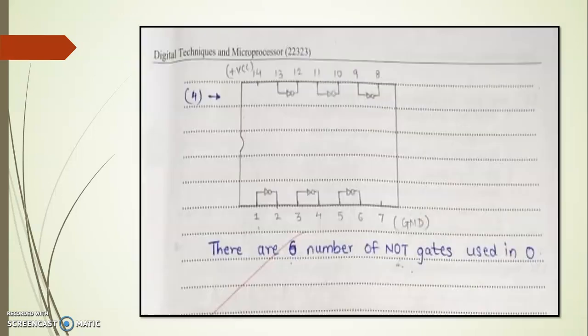What is the number of NOT gates used in IC 7404? So you have to draw this diagram. There are 6 NOT gates used in IC 7404. So this is practical number 1. Thank you.